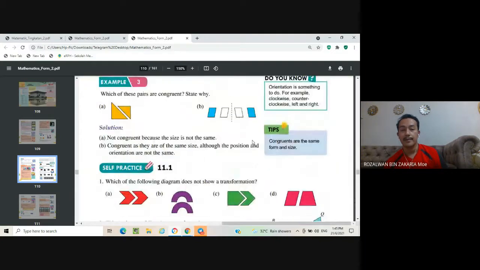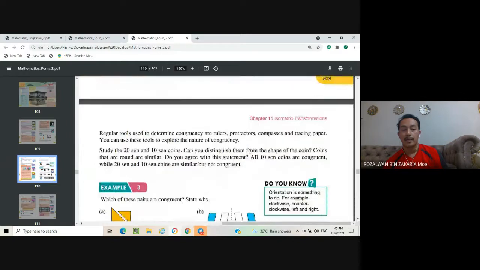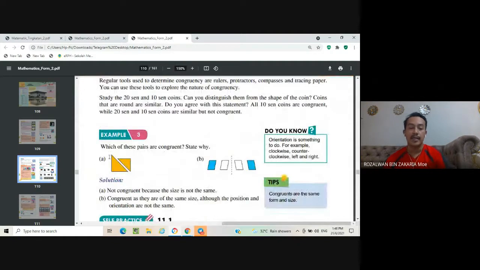Okay, now look at the next one. We have example 3 here. Question is, which of these pairs are congruent? State why. For A, we have the two shapes here, the first one and the second one. You can see that this one is not congruent because the size is not the same.